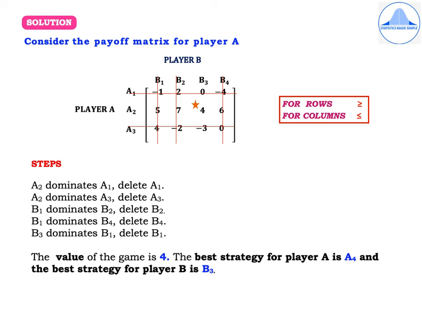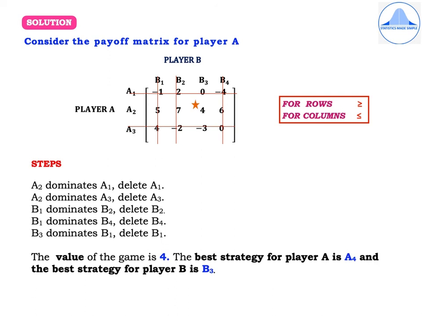Now let's compare A2 with A1. 5 is greater than -1, 7 is greater than 2, 4 is greater than 0, and 6 is greater than -4. So A2 dominates A1. Now delete A1. Next compare A2 with A3. 5 is greater than 4, 7 is greater than -2, 4 is greater than -3, and 6 is greater than 0. So A2 dominates A3, delete A3. Now A1 and A3 rows are deleted and we have only the row A2 remaining.